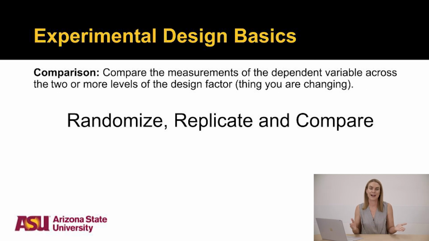Finally, we're going to compare. So the last aspect of experimental design would be to compare the two groups. We want to give them different treatments, and then we want to compare. So we want to randomize, replicate, and compare.